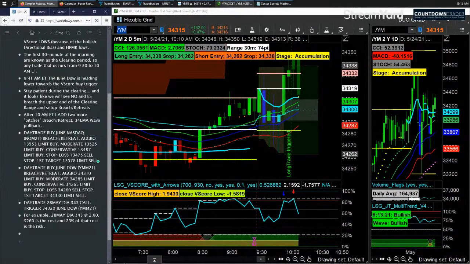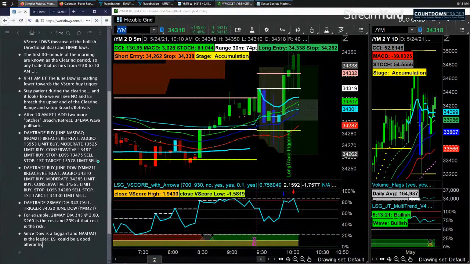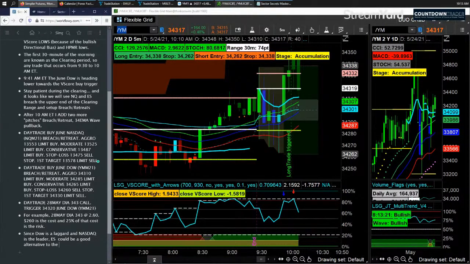Now, notice also Dow is a laggard right now. So since Dow is a laggard, June Dow is the laggard, and NQ, NASDAQ, is the leader so far. ES could be a good alternative, and that means SPY, to the YM. S&P could be a good alternative to the Dow, whether that be DIA. I like them all. I think all of that would work. So let's build the ES then.